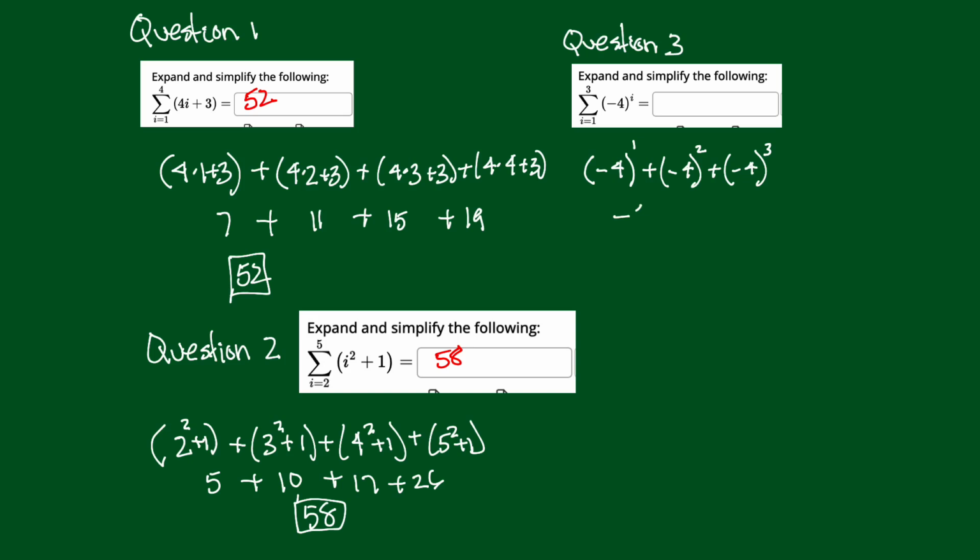So, left to right. Negative 4 to the 1 is negative 4. Plus, negative 4 squared. Negative 4 times negative 4 is positive 16. Plus, now negative 4 cubed is negative 64. So we're going to have negative 4 and 16 is 12, and then minus 64 is going to give us negative 52. So let's write negative 52 in this field for our answer.